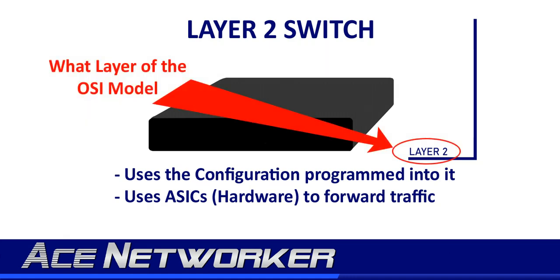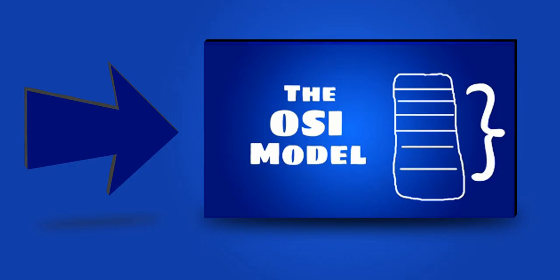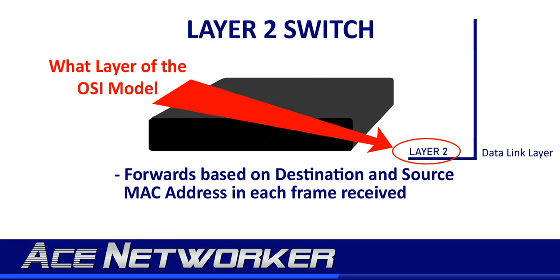When we hear the term layer in front of a number on a switch, 99% of the time, in fact most of the time, it's referring to the layer in the OSI model that it handles and deals with. If you haven't watched it yet, I recommend this video showing what the OSI model is and why it needs to be studied and known. So a layer 2 switch deals with the data link layer of the OSI model, layer 2, and it forwards traffic, again using the ASIC hardware, based on destination and source MAC addresses in each frame received from the rest of the network.